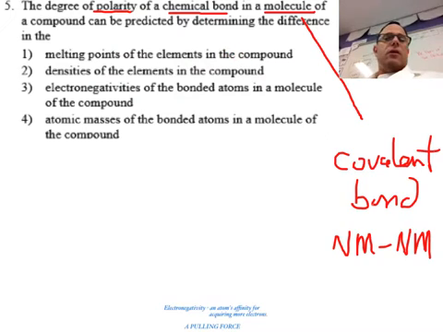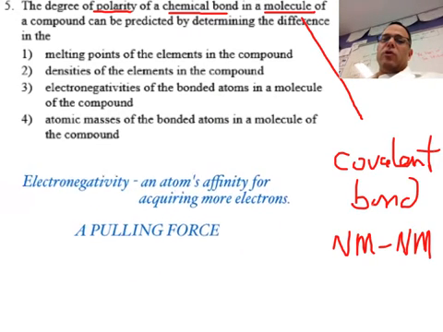Melting points of elements. Melting point has nothing to do with polarity. Polarity is a difference in charge within a substance. Think of the positive and negative poles of a magnet, or the positive and negative poles of the planet, and so forth. Density of elements in a compound, again, has nothing to do with charges or difference in charges. Electronegativities of bonded atoms in molecules of the compound. That sounds real good, and it will for a reason. I'll show you something in just a moment. But let's look at 4, atomic masses of the bonded atoms. Atomic masses just have to do with, in a sense, how heavy it is. Again, not to do with charge.